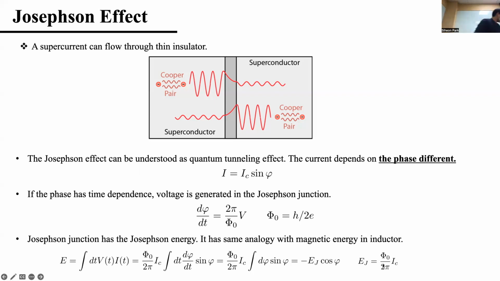In summary, between the superconductors, there is an insulator. Because of the quantum tunneling, the current can flow. And this is just like the solenoid, it works like an inductor. So this has electromagnetic energy.